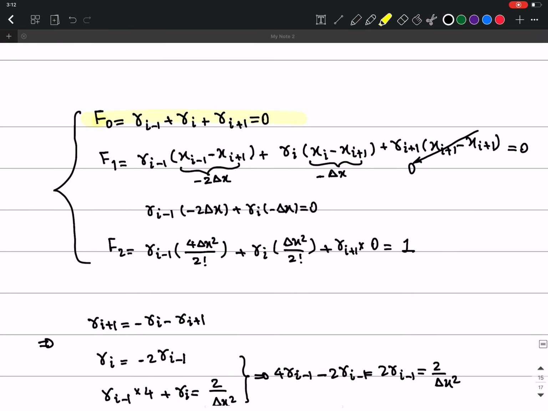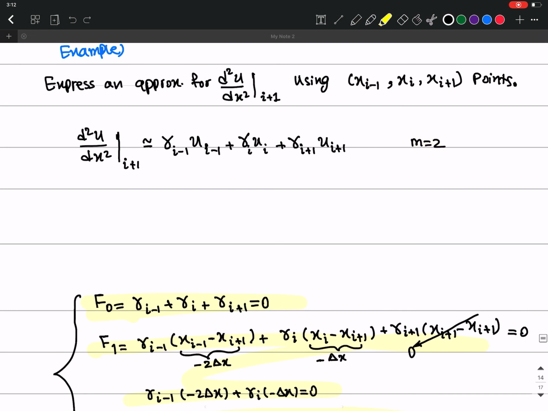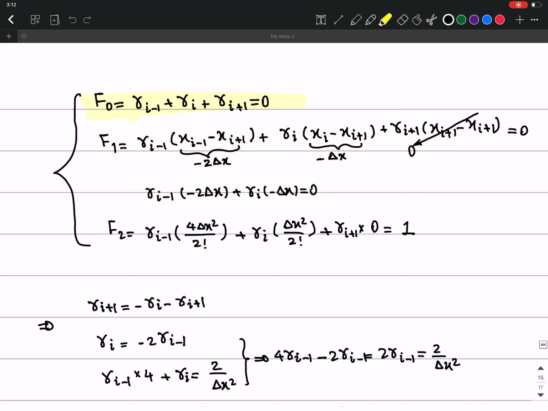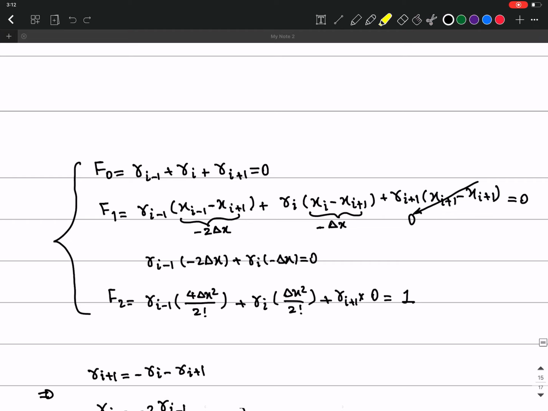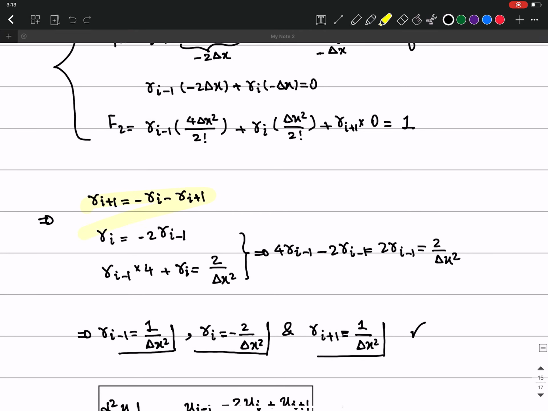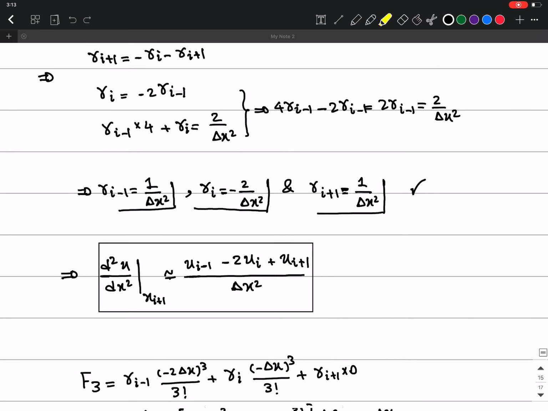So we solved these 3 equations. F0 should be 0 based on the consistency equation. F1 also should be 0. And F2 should be 1 because m here is 2. Right? Fm should be 1. So we obtained these equations, and then we simplified them and solved those three equations in three unknowns. And then we got this approximation based on this method.